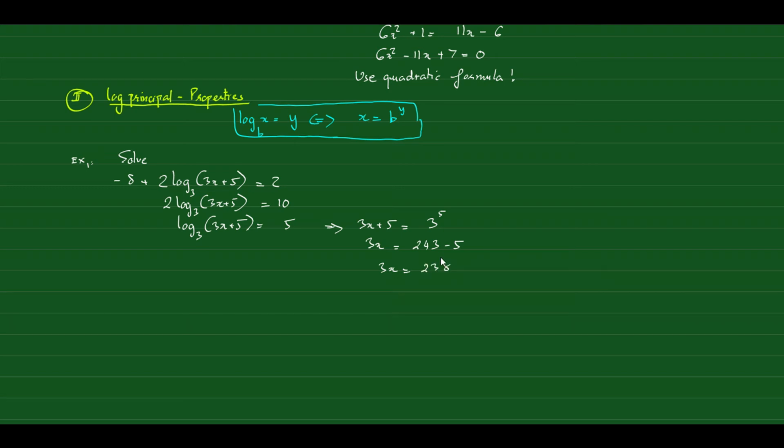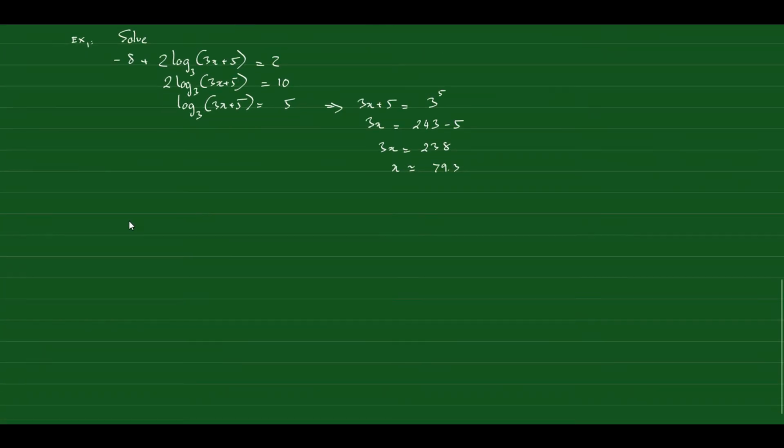Then you divide both sides by 3, which is not a nice number. So that gives you around 79.3. Okay, not a nice number. You can keep it as a fraction. Alright, so the main goal when you use the log principle is that you have to isolate the log.